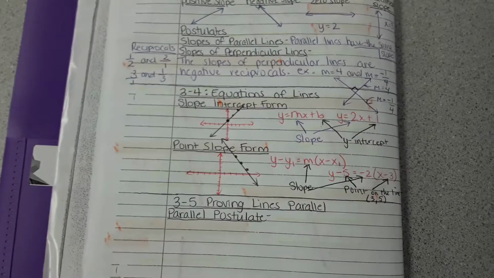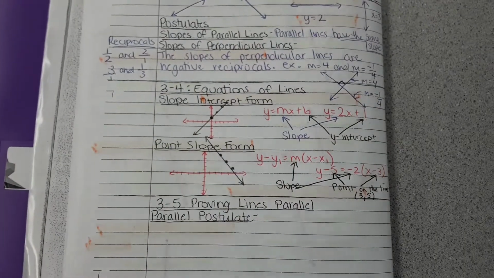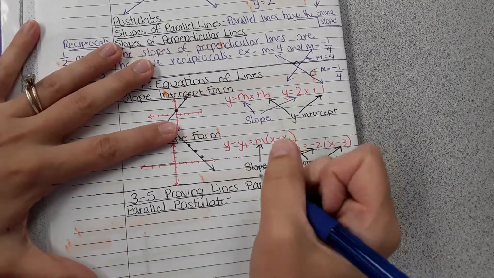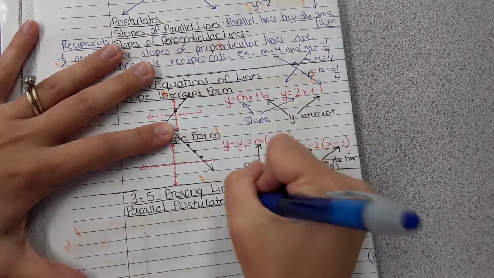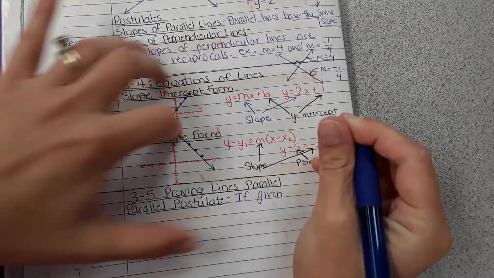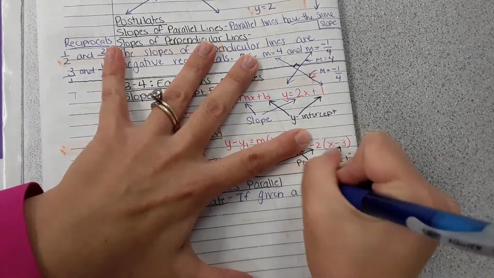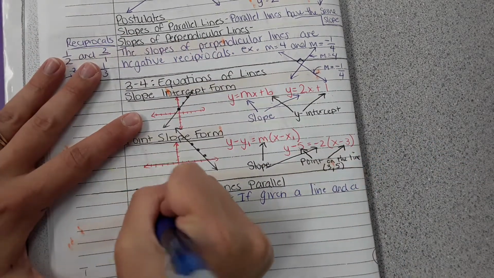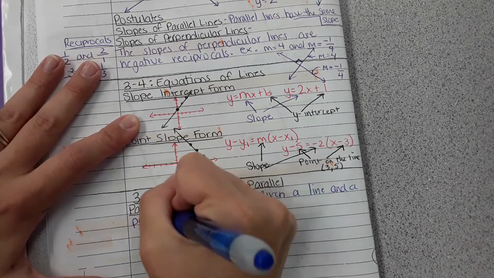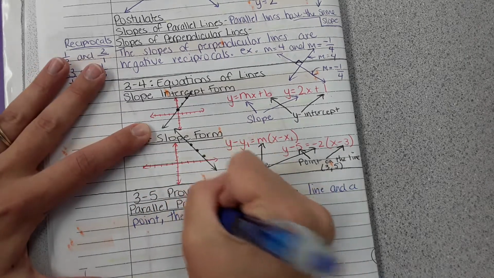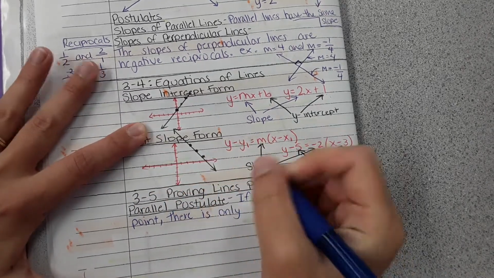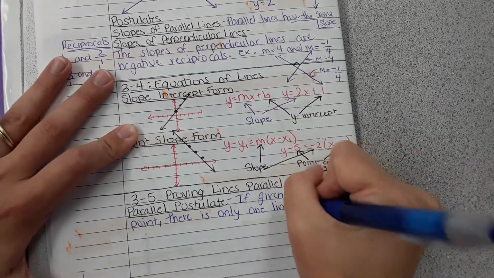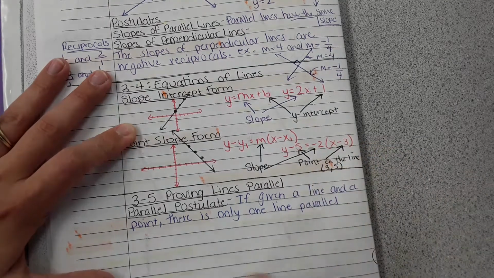Okay, parallel postulate. I'm going to write it in words first, and then I'll show you a picture of what the words mean. So, if given a line and a point, there is only one line parallel and through the point.